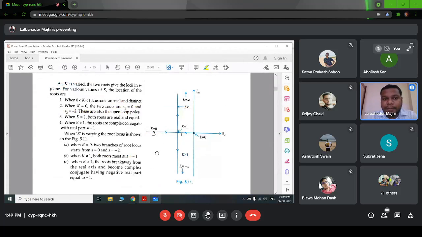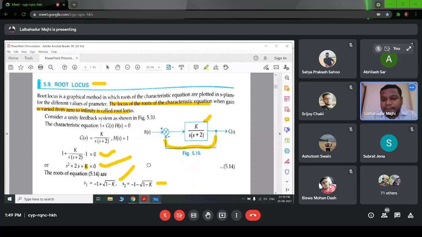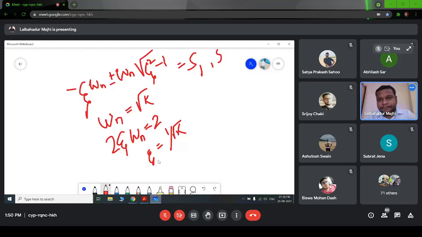So now in root locus, we vary the value of gain k from 0 to infinity, right? We vary the value of gain k from 0 to infinity, and we plot the location of these roots. So first we have to draw the S-plane. Okay, so let me draw it here.